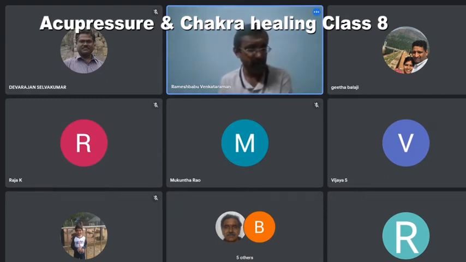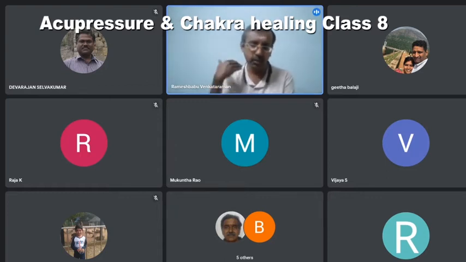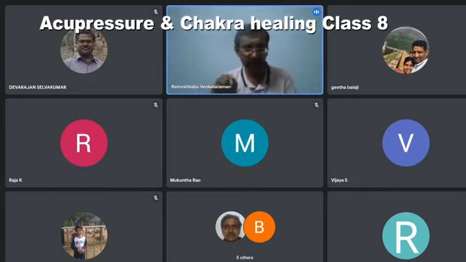UB13 is this. All these points are at the back, so it is called the back shu point. Similarly, we have the front mu point. So these are the 2 types of points. I will not repeat the word back shu, you have to write it down. So UB13 is lung point.